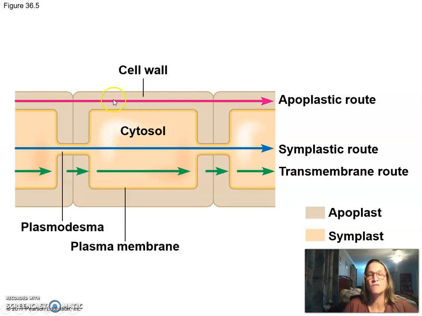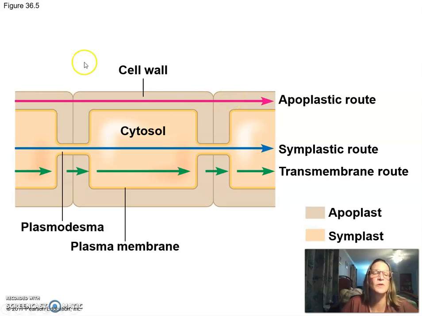In the apoplastic route, water or nutrients would be traveling through the cell wall, but would never make it into the cytosol. Okay. Please note too that another way that an apoplastic route could work is if the water and nutrients were actually moving along the outside of the cell wall between two cells. Okay, so either of those would be considered apoplastic.